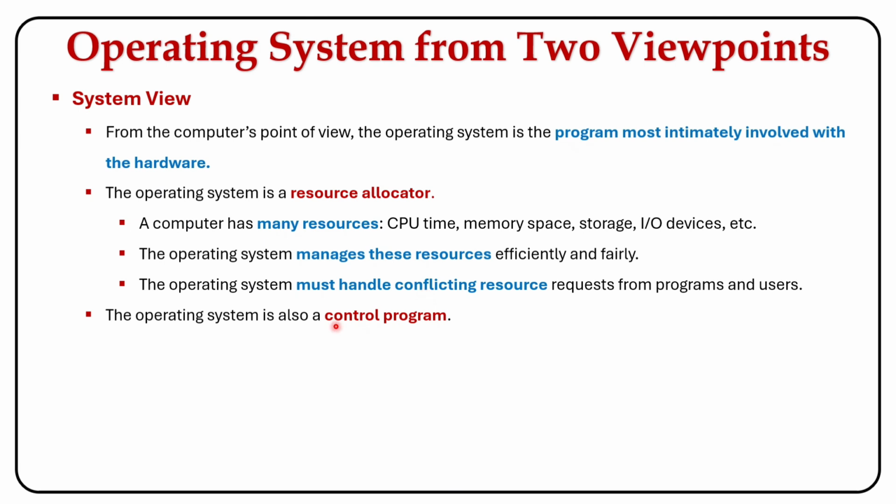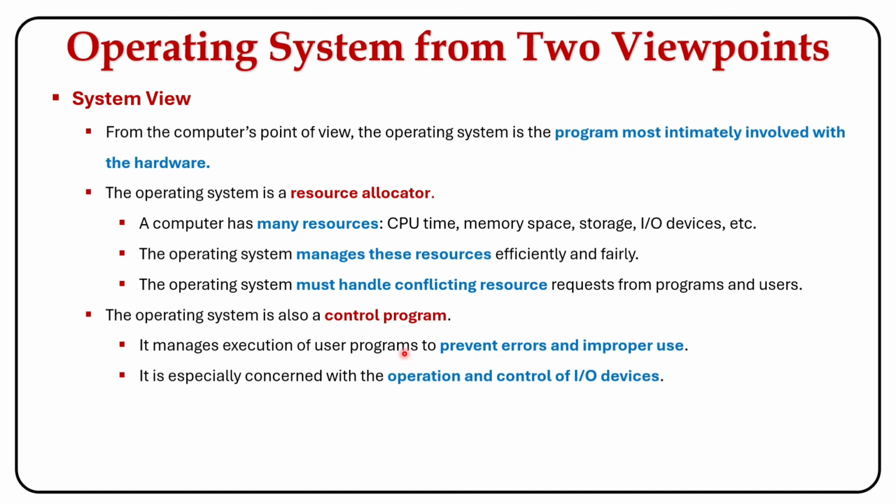The next point is that the operating system is also a control program. That is, the OS also acts as a control program. Its responsibility is to manage the execution of user programs. It monitors every program to prevent errors during execution, improper use of system resources, and actions that may affect the stability of the computer. This helps keep the entire system reliable and secure. It also controls the input and output devices. So it is called a control program.